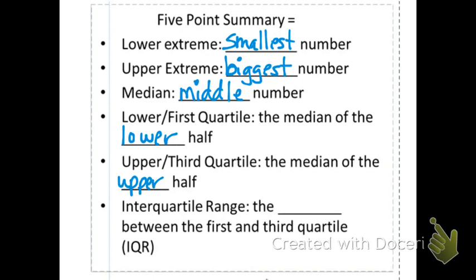And for interquartile range, or IQR, it's the difference between the first and the third quartile. So once you find those, you just subtract. All right, now are you ready to practice it? Of course you are. Why not? Of course we are.